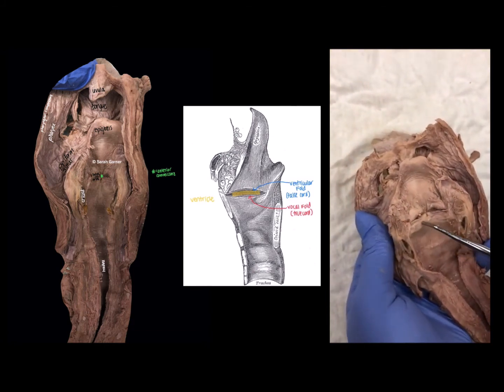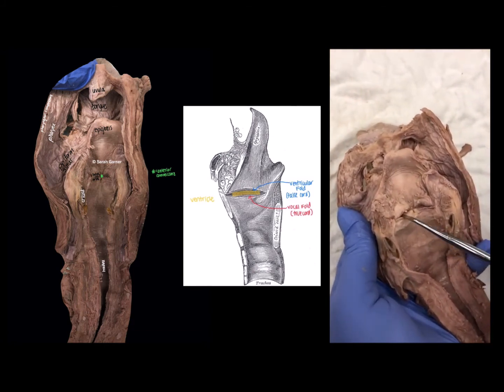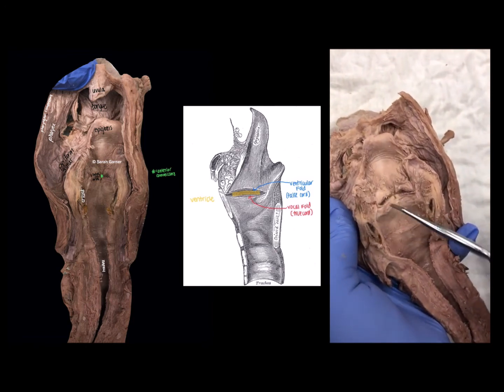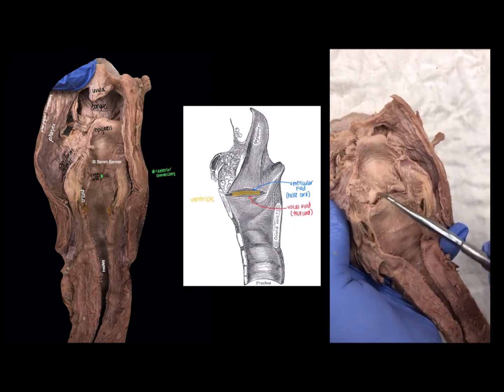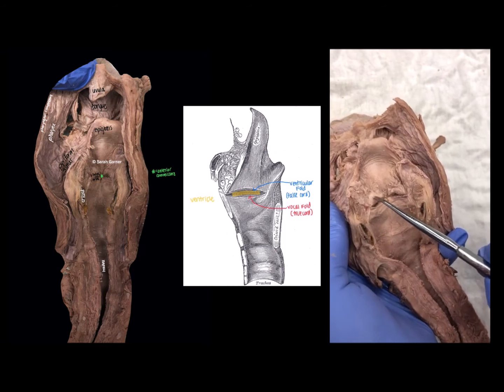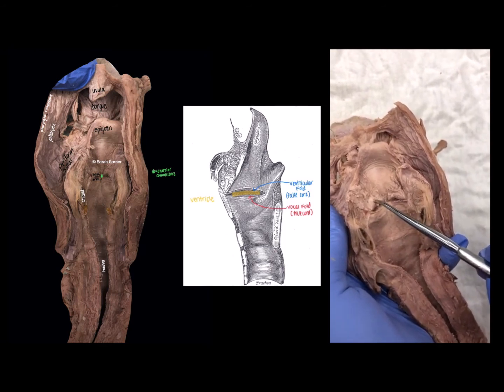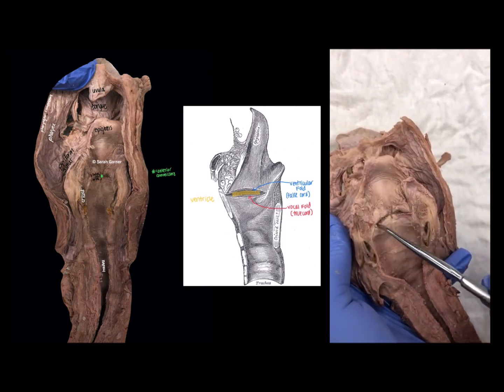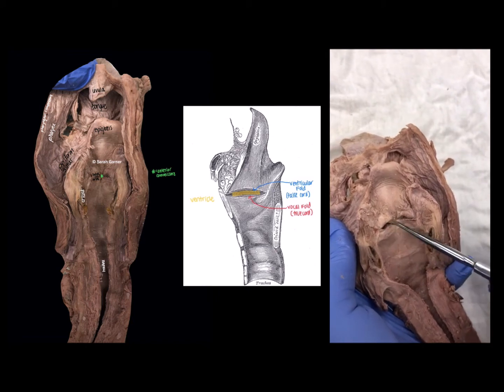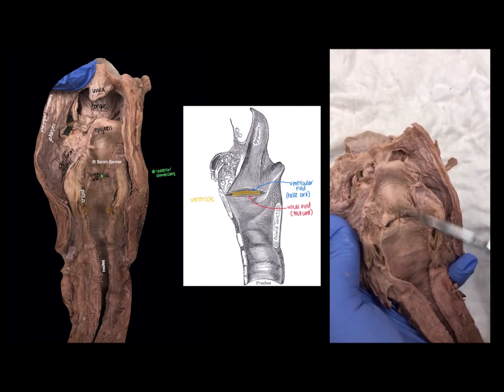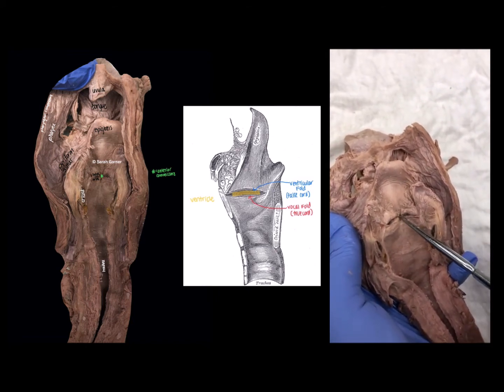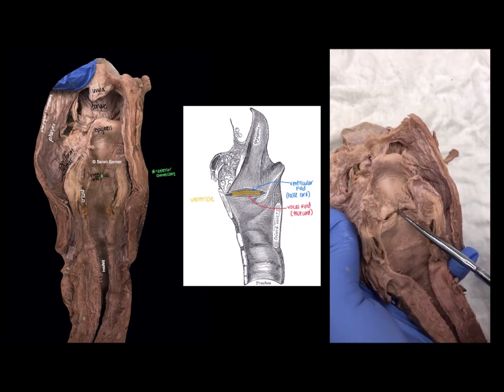So this here, that's your true cord, right there and right there. This here, that's your false cord, also called your vestibular fold. So true, false, that little space right in between them, that's your ventricle. And then where they meet at the front here, that's your anterior commissure.